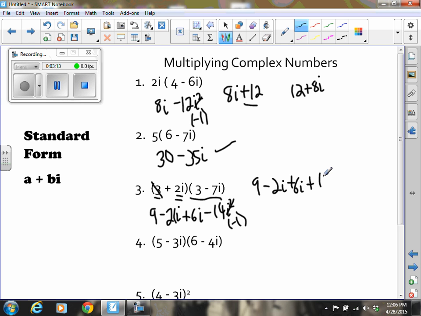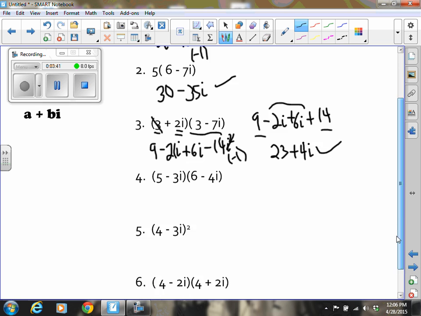And then I need to combine my real parts with my imaginary parts, just like we were doing in our previous skill of adding and subtracting. So 9 plus 14 gives me a value of 23. And negative 21 plus 6 gives me a value of negative 15. That's an imaginary part, so I attach my i. And my answer is in standard form, so I'm done.